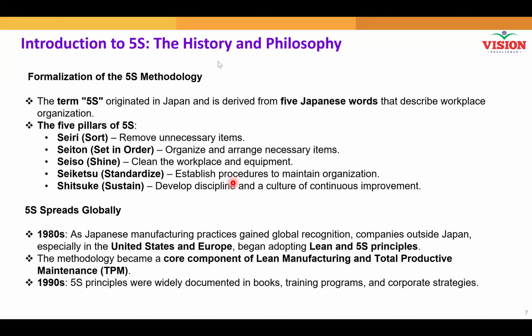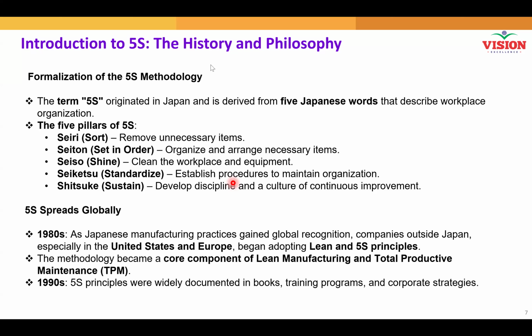The transformation, whatever we brought about, should actually happen at the DNA level of your organization. The environment and the people who are part of your organization should always respect the principles of 5S, not just in the short term, but also in the long term. For that, what can we do?